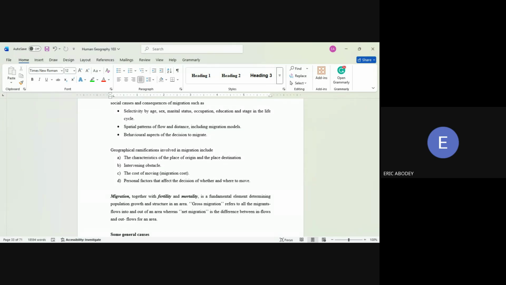The intervening obstacles. So if you are going, what is the means of mobility? Do you have a car on your own? Do you go by train? Do you go by ship? Those who travel through Ethiopia and want to enter Europe, many people lose their lives. But the means is not right. Sometimes they meet armed robbers, wild animals that even eat some of them. The intervening obstacles, the cost of moving. Do you have money to buy plane tickets? This and many other issues come into the cost. The personal factors that affect the decision of whether to move or not.